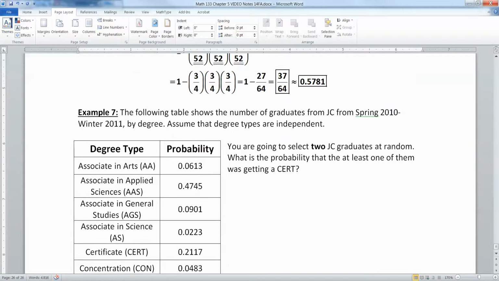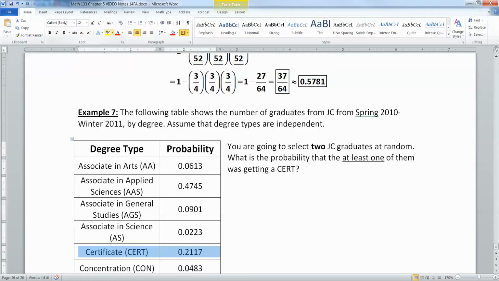All right, what about down here? We're going to select 2 graduates, so that'll be nicer. What is the probability that at least one of them, see that? At least one, that's again like a red flag to a stats student, at least one of them was getting a certificate. Okay, so getting a certificate's right here. So let me start with that.